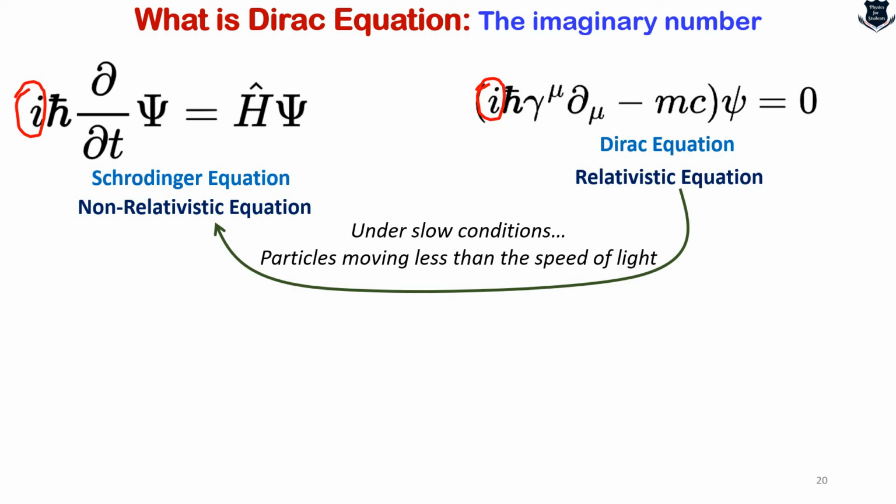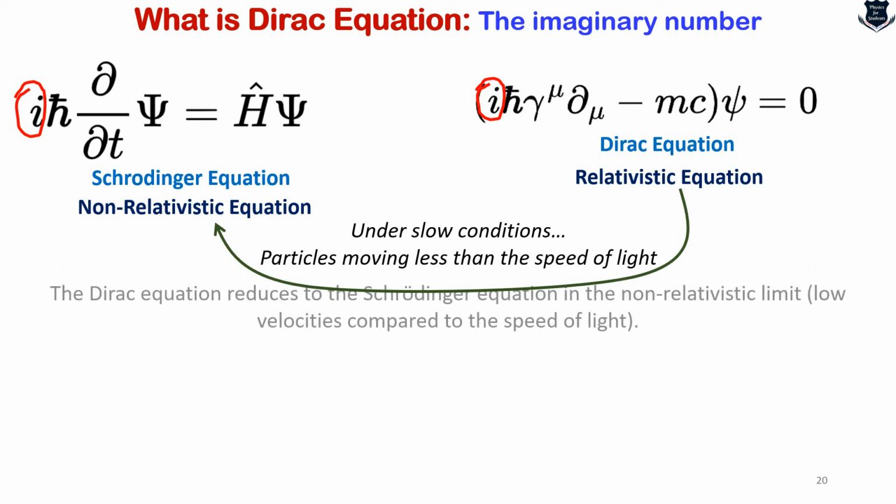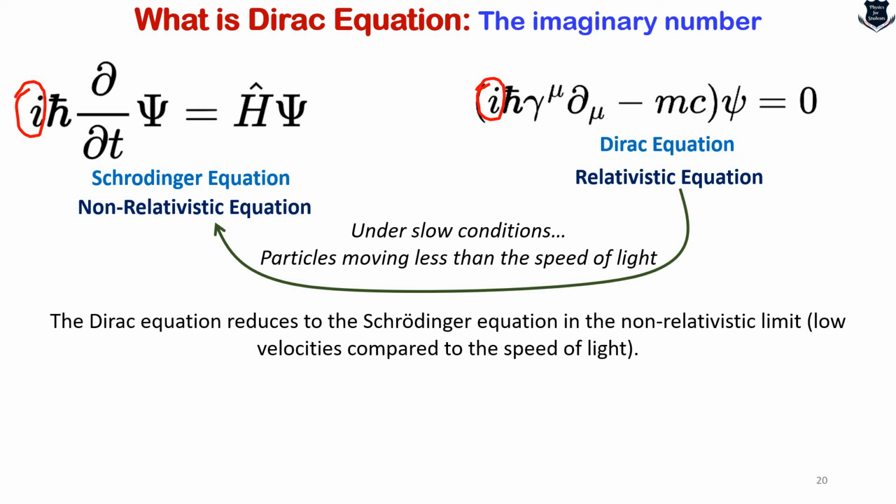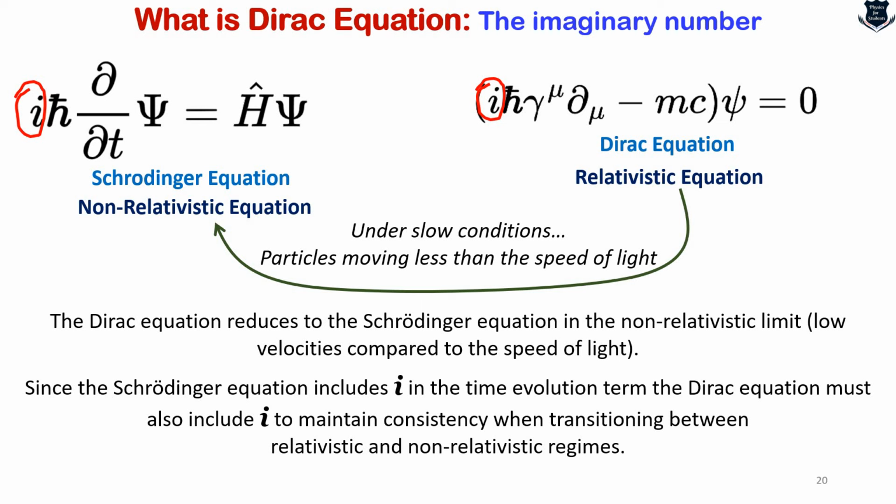And you understand that this is similar to general relativity, because the general theory of relativity, under a slow moving dust particle with a weak gravitating force, will go back to Newton's laws of motion. Similarly, if you don't consider the speed of light, particles which are slower will reduce back to the Schrödinger equation. And if it reduces back to the Schrödinger equation, this I and this I have to be matched, or there should be a kind of compatibility in terms of understanding. So from here, we can say that the Dirac equation reduces to the Schrödinger equation in the non-relativistic limit, and because the Schrödinger equation includes I in the time evolution term, the Dirac equation also includes I to maintain consistency when transitioning between relativistic and non-relativistic regimes.